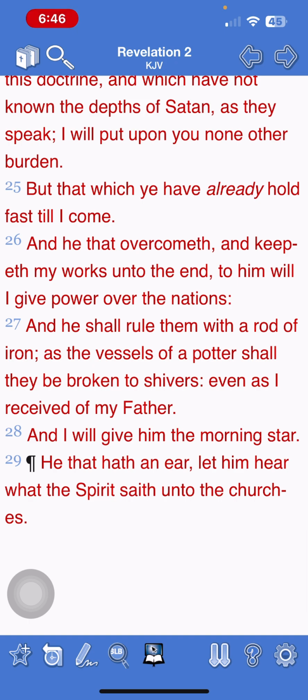And he that overcometh and keepeth my words unto the end, to him will I give power over nations, and he shall rule them with a rod of iron; as the vessels of a potter shall they be broken to shivers, even as I received of my Father. This is a promise, man. And this is going to be for the elect ultimately, out of the nation of Israel, starting with the elect out of the nation of Israel, which is the saints. We're waiting to rule over our enemies, man. We're part of that number.